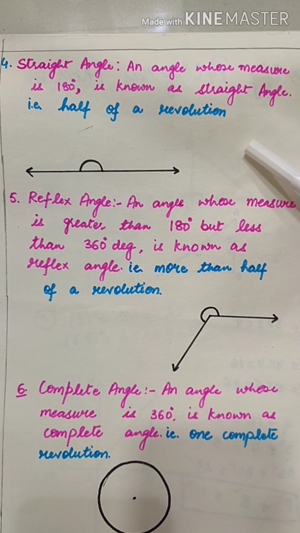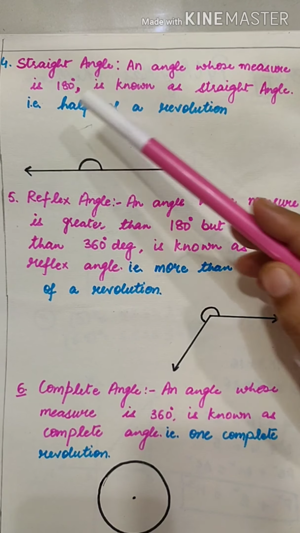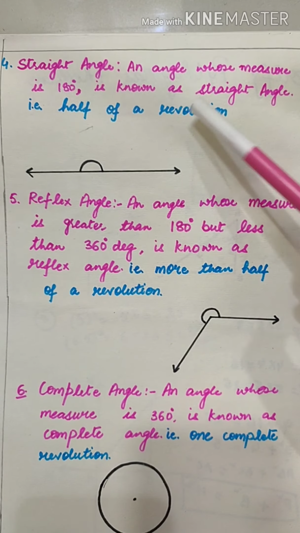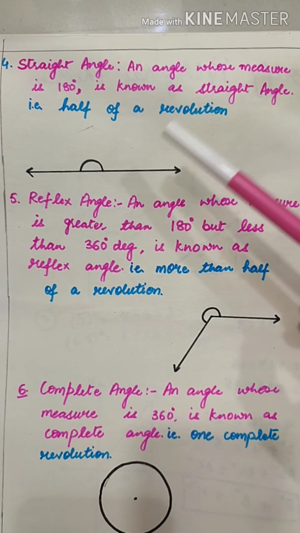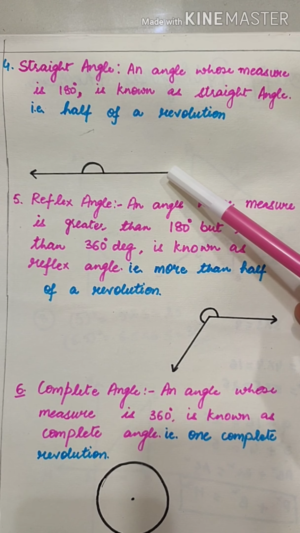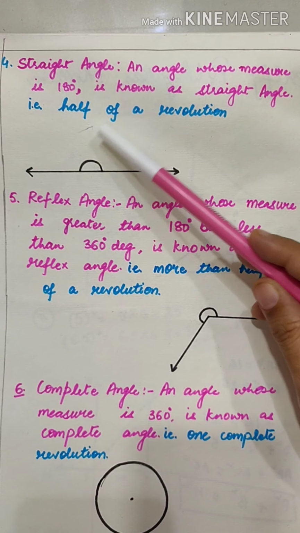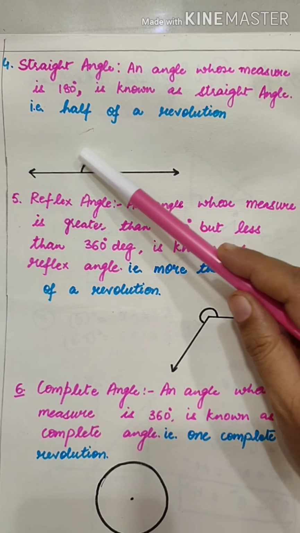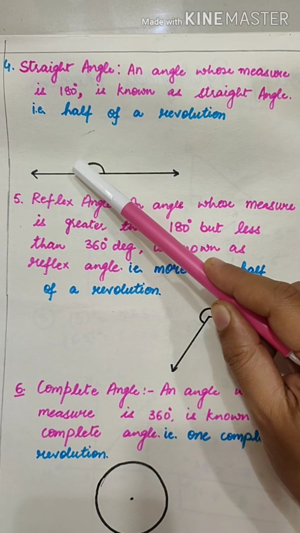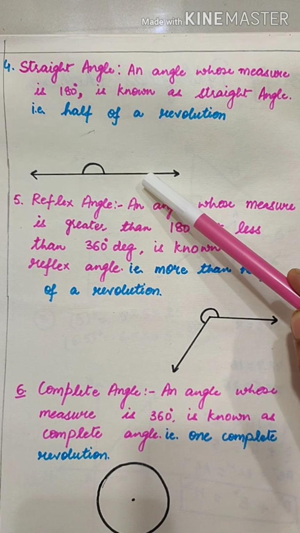So next, fourth angle is straight angle. An angle whose measure is 180 degree is known as straight angle. This is the straight angle which forms on a straight line. This is also known as half of a revolution. This is the complete revolution and this is the half of the revolution.